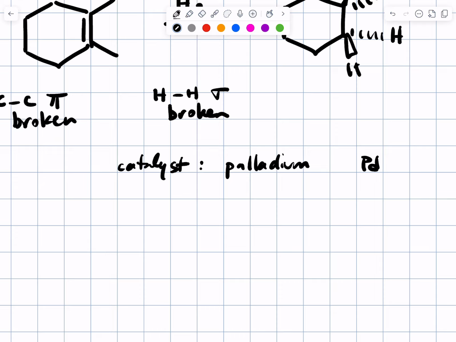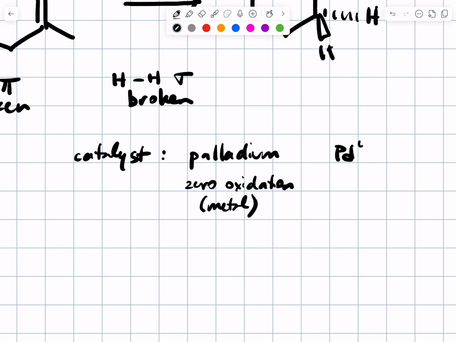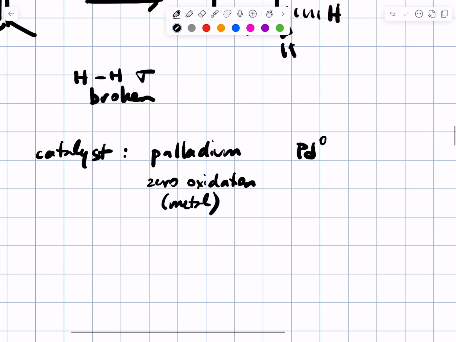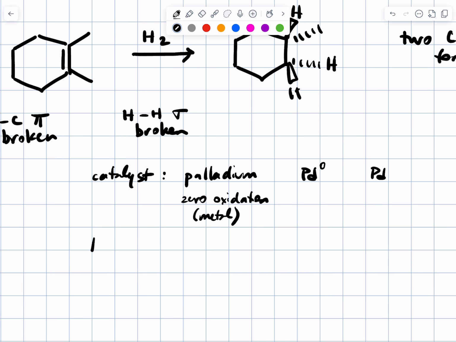And this is palladium in its zero oxidation state. That means it's palladium metal. Sometimes people will represent it with a superscripted 0 to indicate that it's at the zero oxidation state. It's palladium metal. But sometimes people will just write Pd, and that's fine too. The reaction is what I'm going to call heterogeneous, meaning that the palladium metal doesn't dissolve in the solvent that you're using.